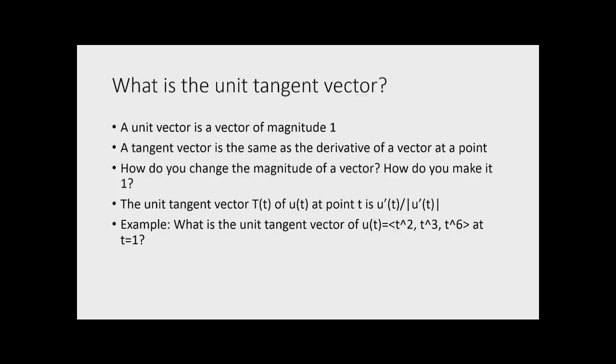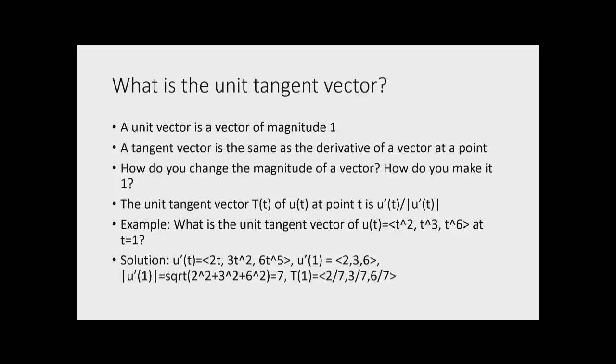Let's do an example. What is the unit tangent vector of u of t equals t squared, comma t cubed, comma t to the 6th at t equals 1? Here's the solution. u prime of t equals 2t, 3t squared, 6t to the fifth. So u prime of 1 is 2, 3, 6. The magnitude of u prime of 1 is going to give us 7. Therefore, T of 1 is 2 sevenths, 3 sevenths, 6 sevenths.